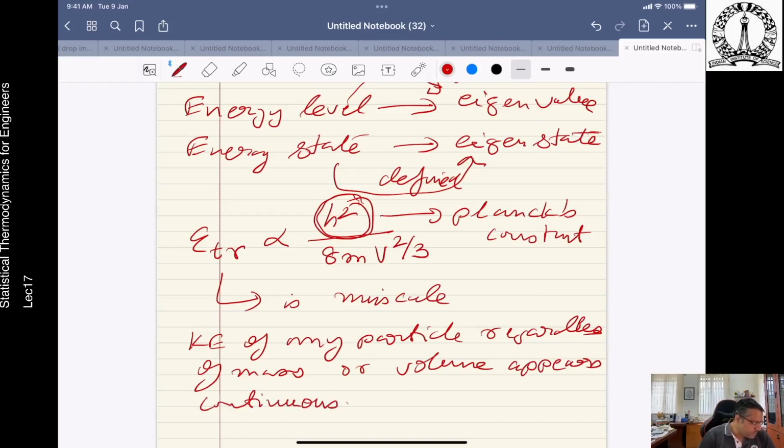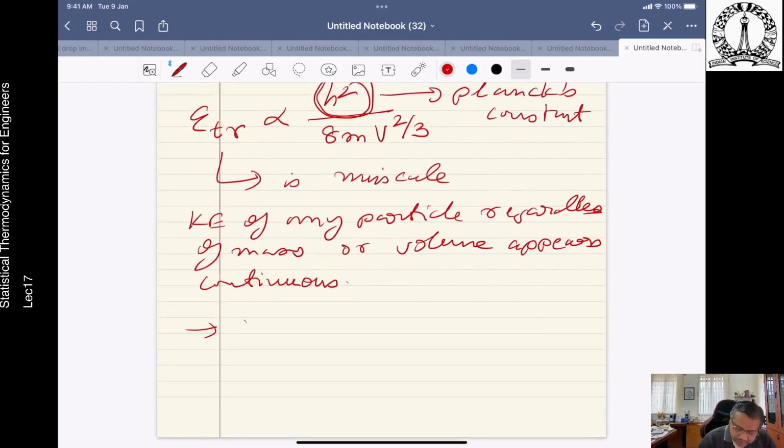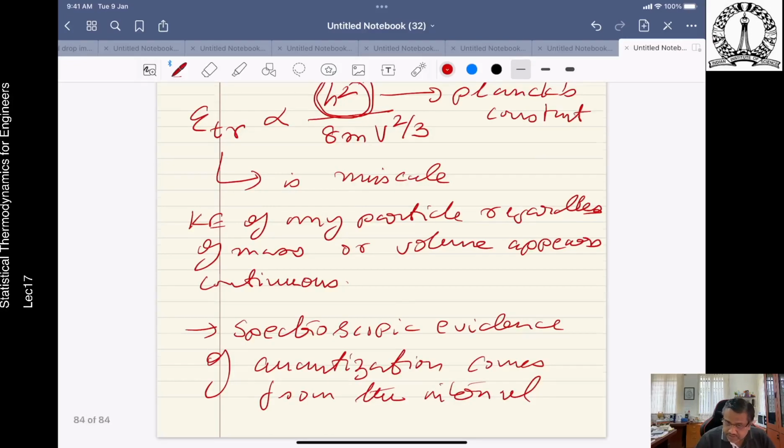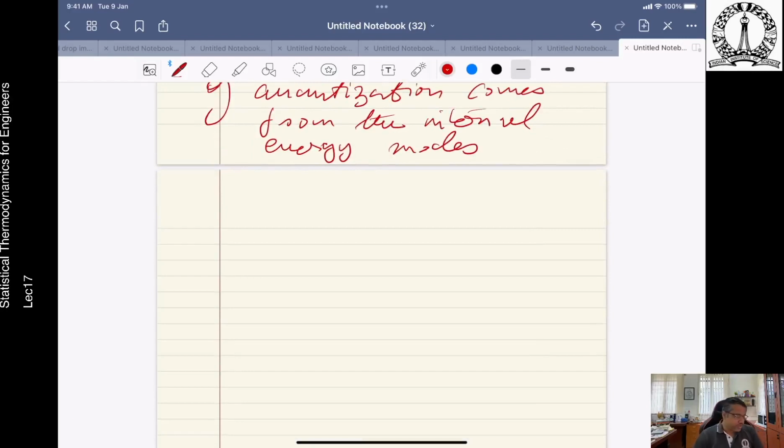So if you are looking for spectroscopic evidence, that means the discreteness of the lines, spectroscopic evidence of quantization comes from the internal energy modes. Internal, this is external, right? Translation is external; internal energy modes are vibration, rotation, etc. Not through the translation component at all.